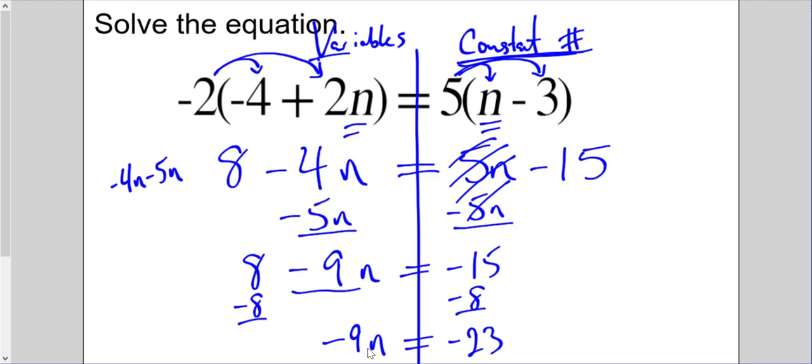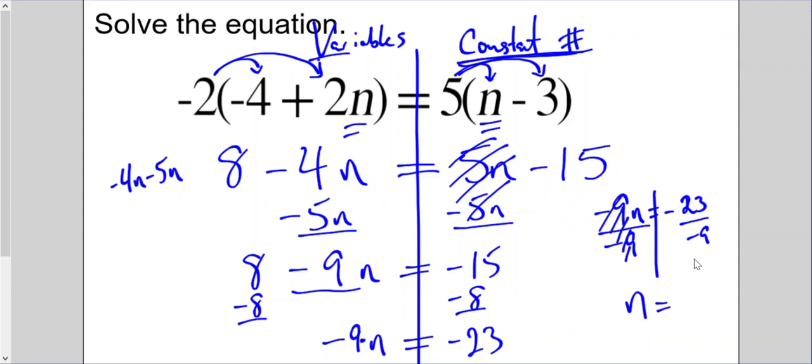Now I have one more step. I really just want to cancel out this -9 that's being multiplied by that n. I'm going to rewrite it up here. -9n equals -23. Oops, 23. So I'm going to divide that -9 away. If you do it on one side, you have to do it on the other. Here, it serves its purpose by canceling that out.